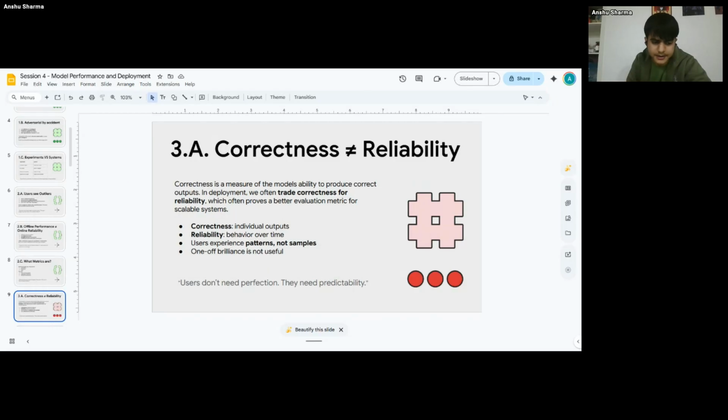That is reliability, right? Users don't need perfection, they need predictability, because once a user knows that your model behaves a certain way, they will engineer their inputs to fit that way.